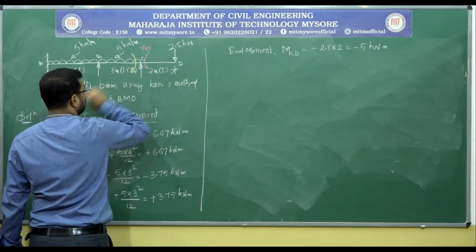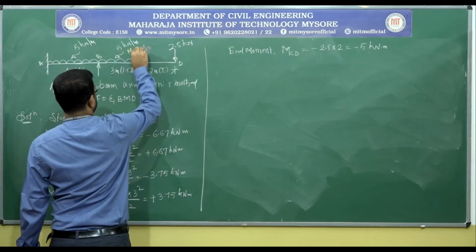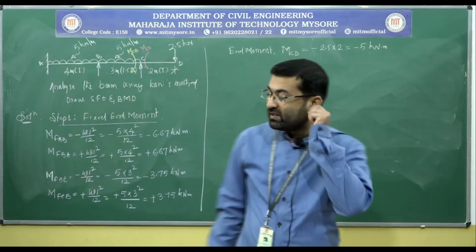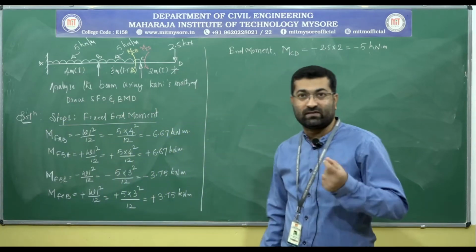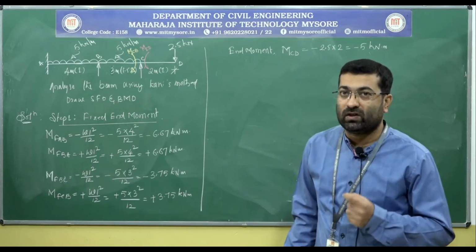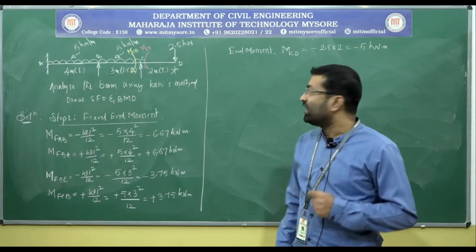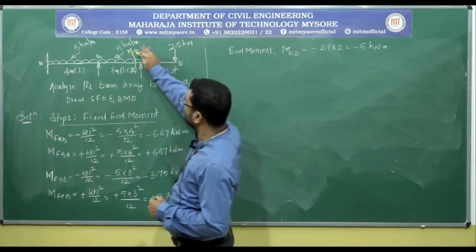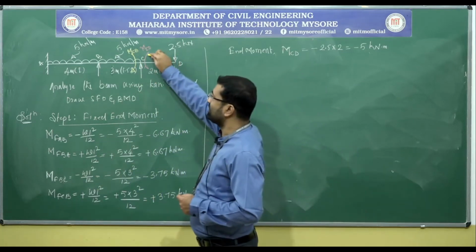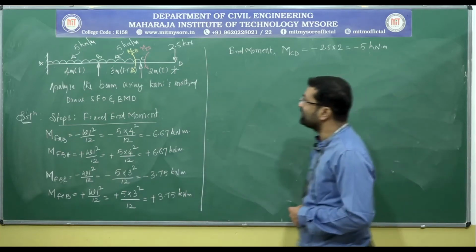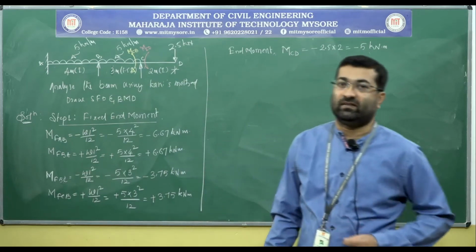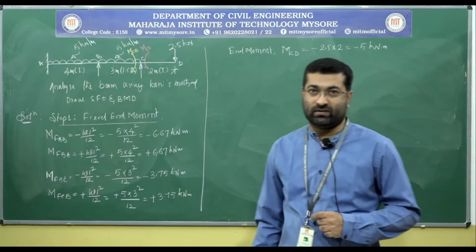Now, when the MCD is minus 5 kilonewton meter, to satisfy the equilibrium condition, what should be the magnitude of MCB? I hope you know. As per the equilibrium conditions, whenever we are satisfying any joint, the algebraic sum of moments at any joint must be equal to 0. It means if I add these two moments, then the total sum should be 0. I know MCD is minus 5. So MCB must be plus 5, then only it satisfies the equilibrium condition.